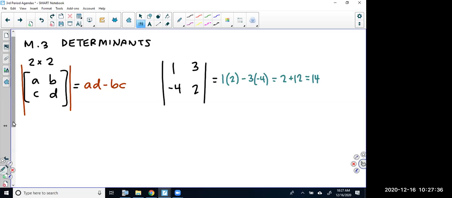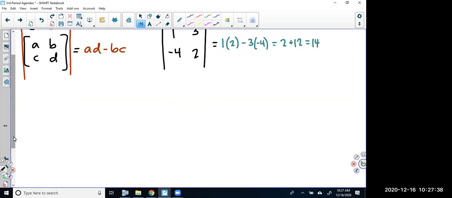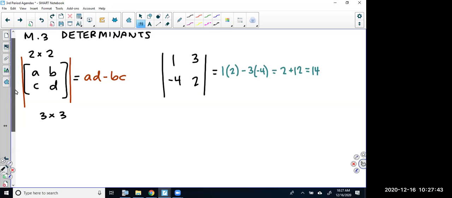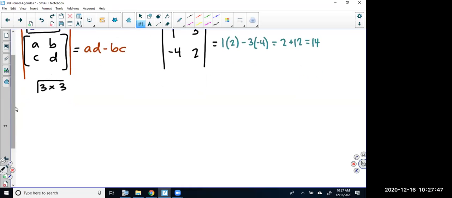Okay, 3 by 3 is very exciting. Are you ready? I had to do these 2 by 2 determinants of 3 by 3 matrices. You have to do these in a whole section of Calc 2, so I spent a lot of time teaching this.